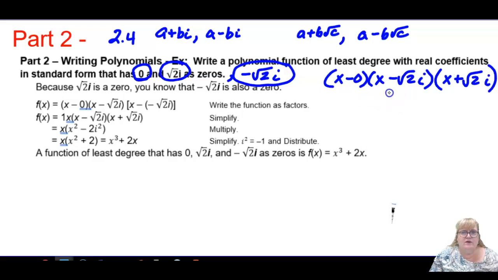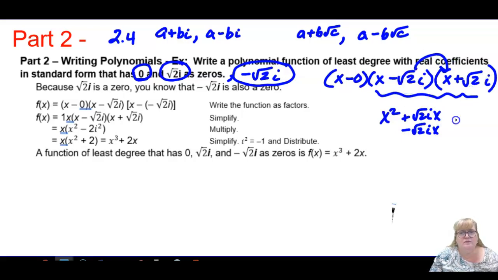All right, then they have to have real coefficients, so we need to multiply this together. Very carefully, x times x is x squared. X times square root of 2i would be square root of 2i times x. Then when I distribute this negative, it's going to be the same thing, negative square root of 2i times x. And then negative times a positive back here would be negative square root of 2 times square root of 2, which would be 2, and i times i would be i squared.